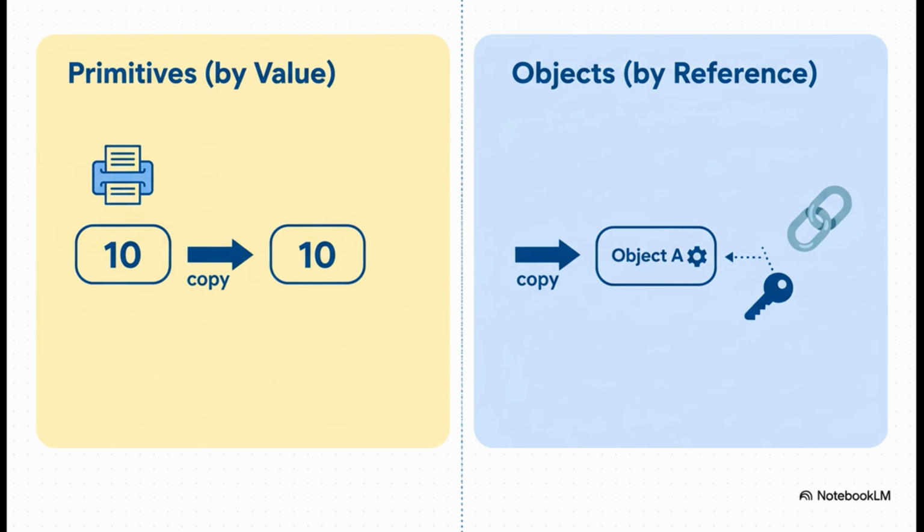See, it all comes down to this one simple rule. Primitive types, things like strings, numbers, booleans, they get copied by value. That means you get a brand new, completely independent copy every single time. But objects are different. They're copied by reference. You're not actually copying the object itself, you're just copying the address where the object lives in memory.